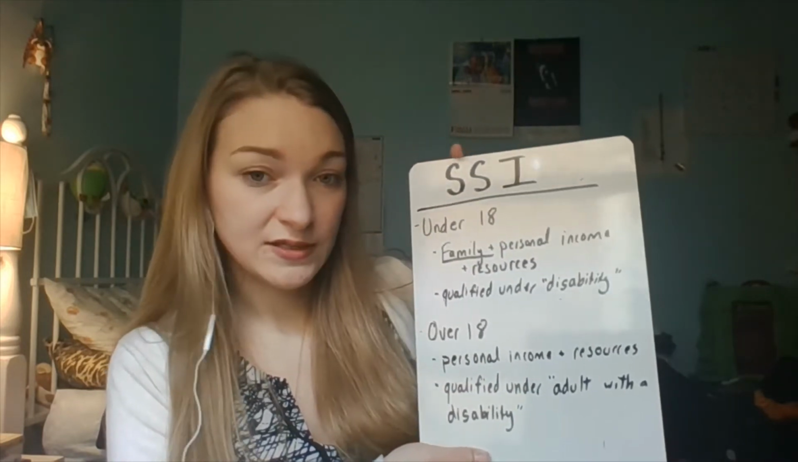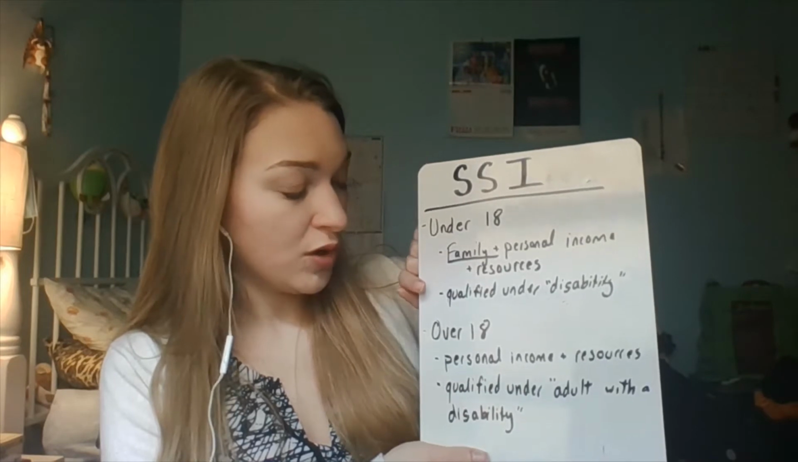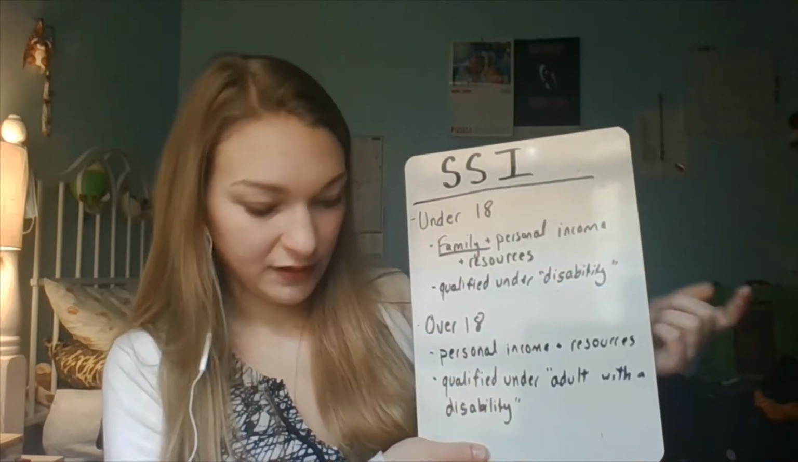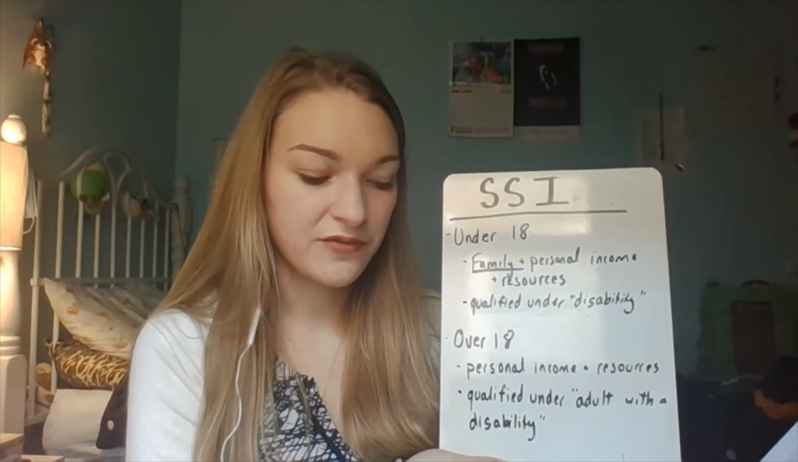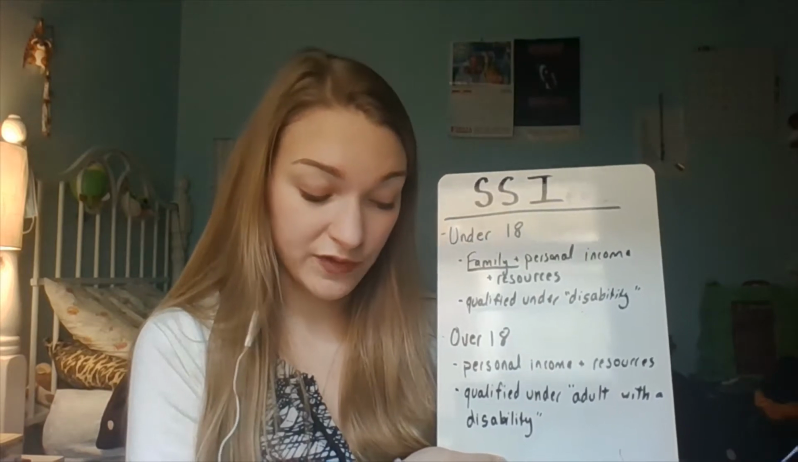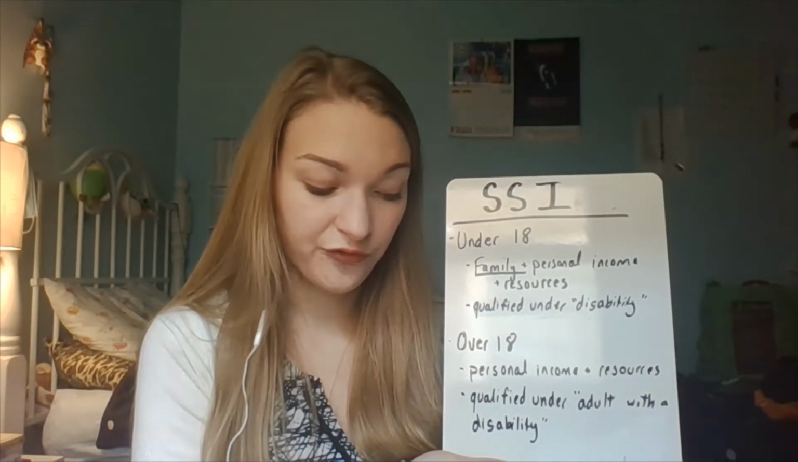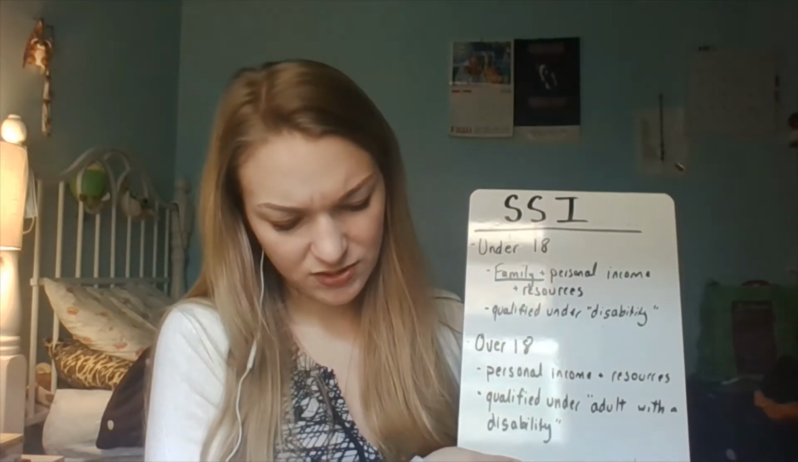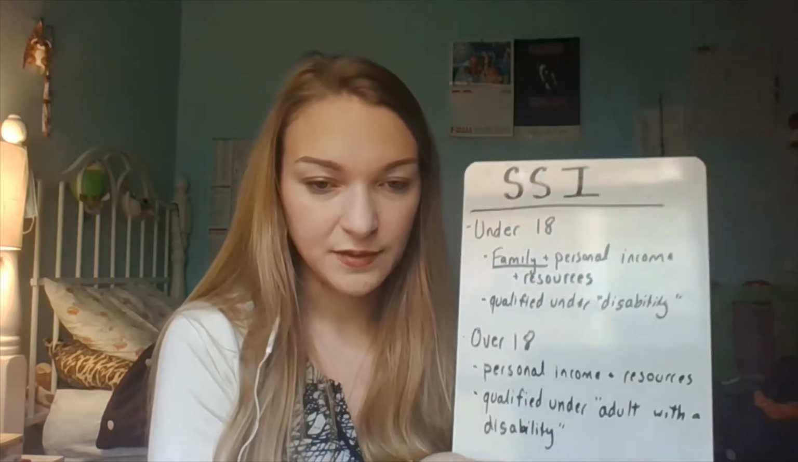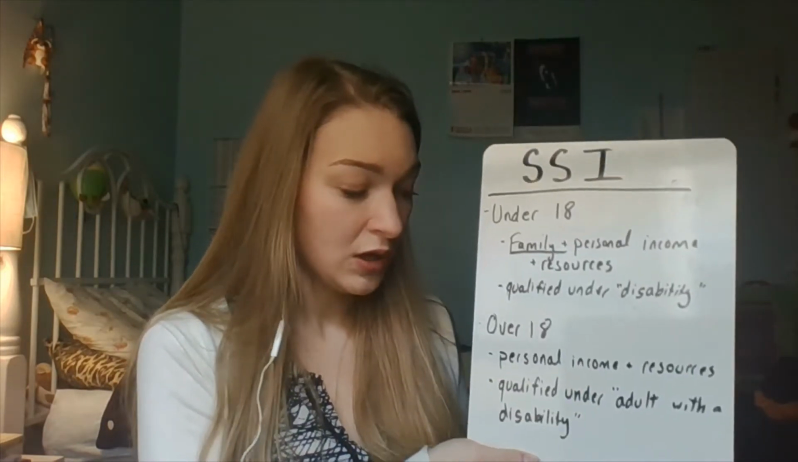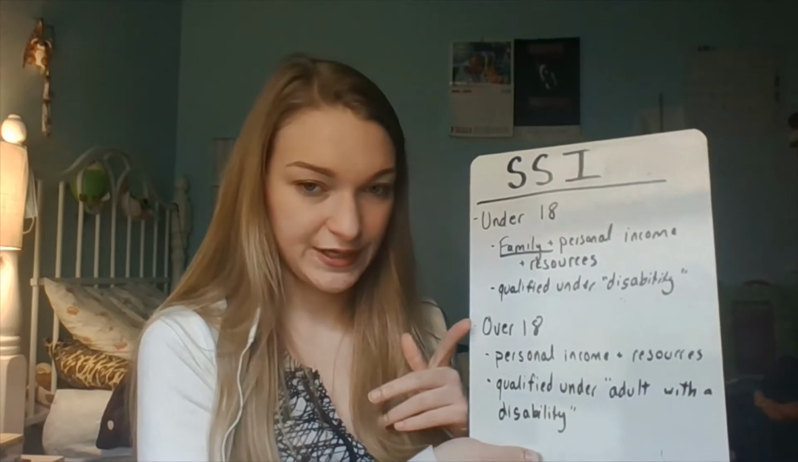But also to receive SSI when you're under 18, you must be qualified under the disability category. So what they say for disability category is that the child must have a medical condition or a combination of conditions that result in marked and severe functional limitations. They also list a bunch of different disabilities, and I'll talk about the different disabilities in a little bit because that's part of how long it takes to receive SSI. But first I want to go into how you receive SSI if you're over 18.